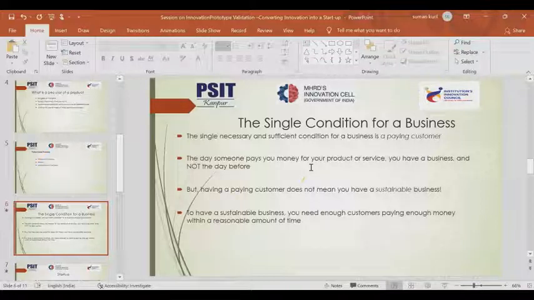So the first condition for your business, whatever the product, service, or solution you are providing, is that the customer must be willing to pay for your product. It is necessary to sustain in the market, for the improvement, profit, and sustainability of the business, that we have customers who are going to purchase our product. The day someone pays you money for the product or service, you have a business, and not the day before. Today you have many customers, but every day we are getting a new kind of technology. Suppose we have developed a product and are not focusing on the future requirements and future modification of that product. That means after a certain time, my product will not solve the purpose of the buyers, basically the demands of the buyer.